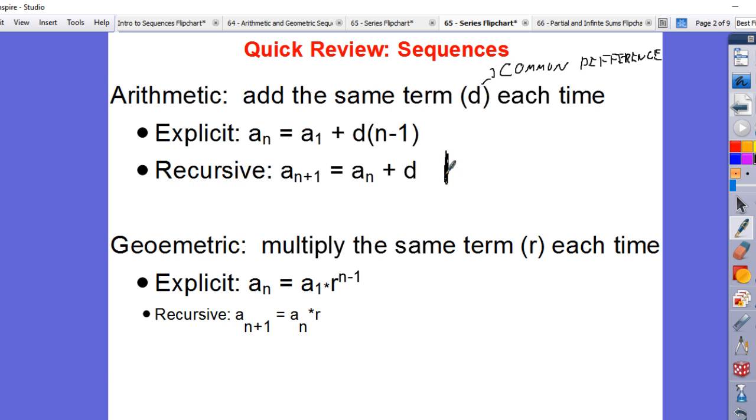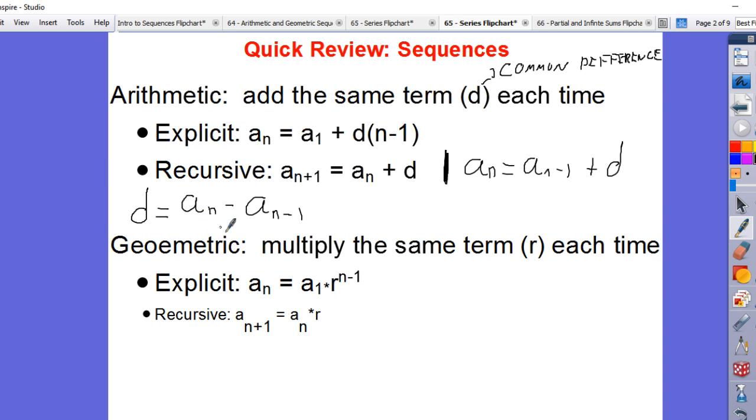Another way to write the recursive sequence is that AN, our current term, is equal to AN minus 1, our previous term, plus the common difference. All right? And as a reminder, the common difference is equal to AN minus AN minus 1: any term minus the term right before it.